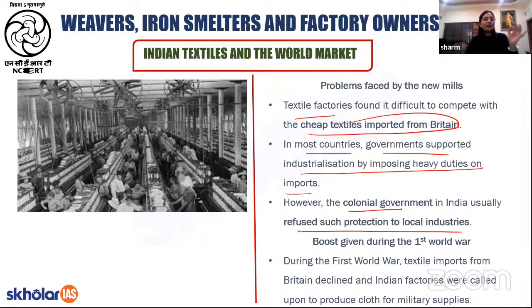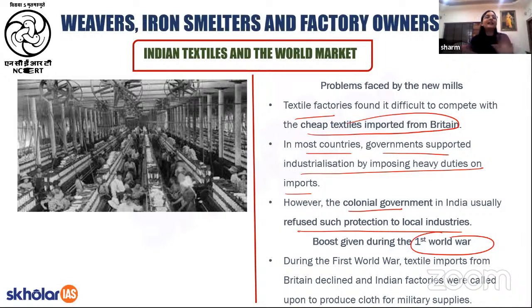Now, students, I had told you in the last slide also that apart from nationalism, there was one important factor that gave a push to the Indian textile in the market again, and that was the First World War. Now, First World War is very, very important for us students. Why? Because India kind of got a boost with respect to its trading sector during the First World War.